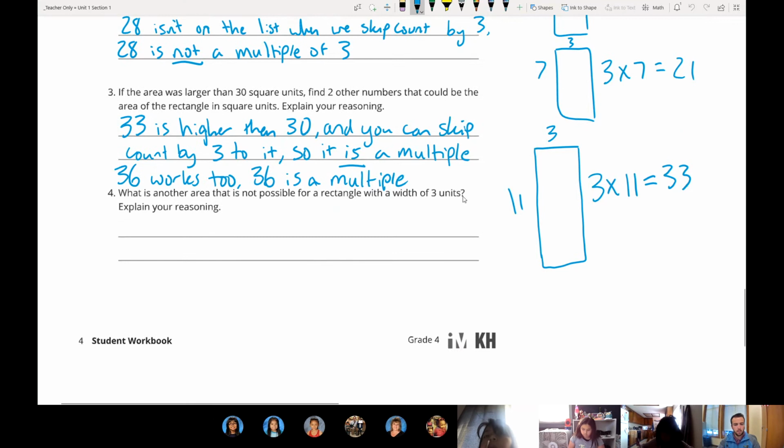All right, real quick, this last problem we're going to do before I do a quick little quiz just to check for understanding. What is another area that is not possible for a rectangle with a width of 3 units? Explain your reasoning. So what's an example of an area that's not possible?